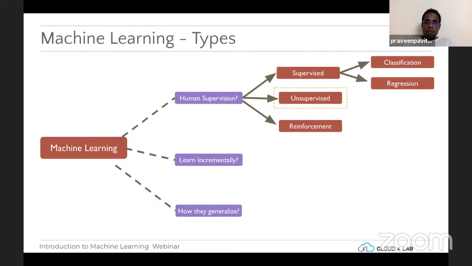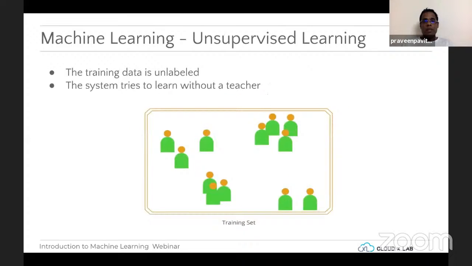Okay, so now the next question. We looked at supervised learning, which is human supervised. The next type we're going to talk about is unsupervised. In unsupervised learning, the training data is unlabeled, so the system tries to learn without a teacher. Here I'm going to give an example of a question that came earlier, about anomaly detection, and we'll talk about how you could use unsupervised training to do that.